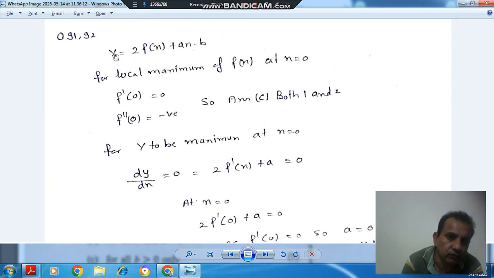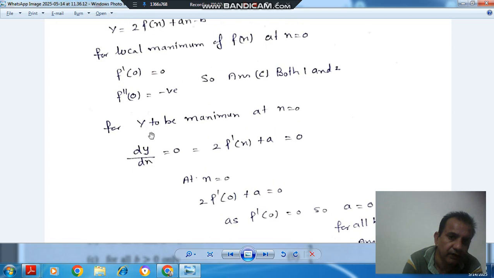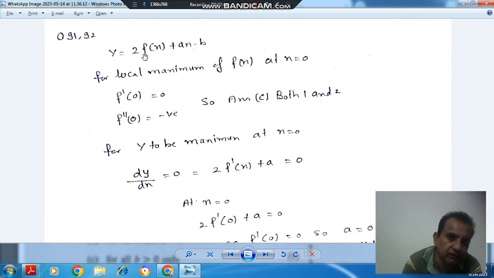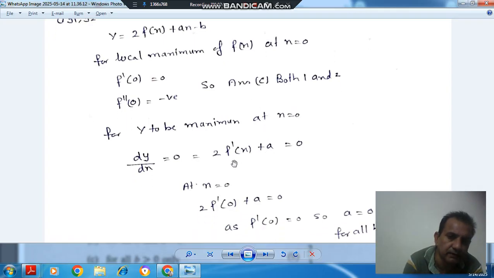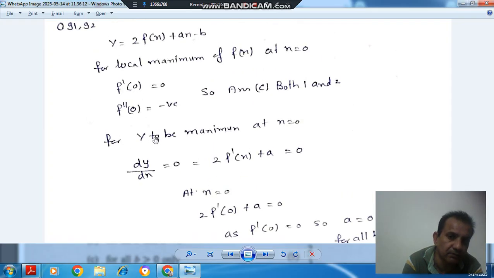So here y is given as 2f(x) plus ax minus b. If we differentiate y with respect to x and put it equal to 0, then dy by dx is equal to 0. The differentiation of 2f(x) is 2f dash x, the differentiation of ax is a, and the differentiation of b is 0 with respect to x. So it means 2f dash x plus a has to be 0. So at x equal to 0, this f dash 0 is 0, for the maximum condition of f(x).